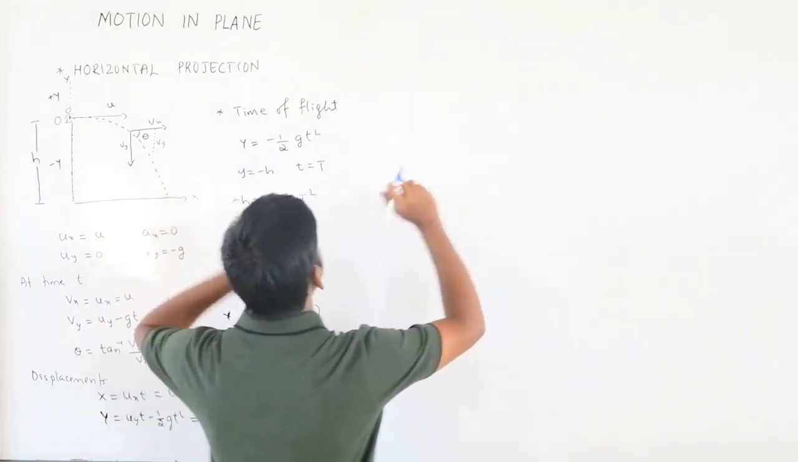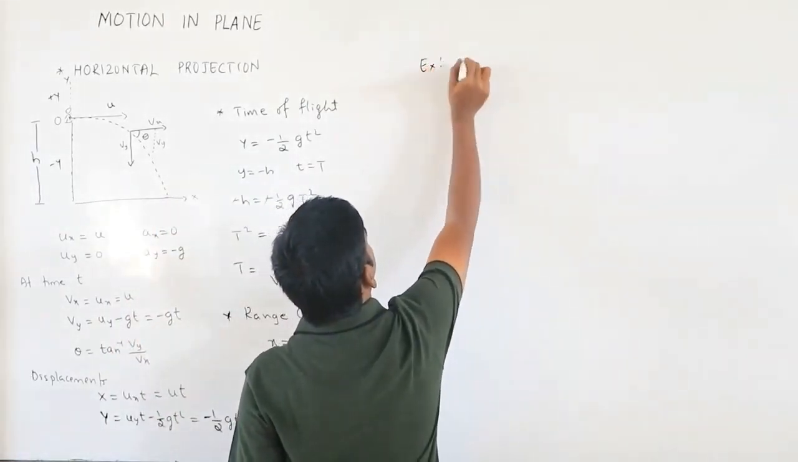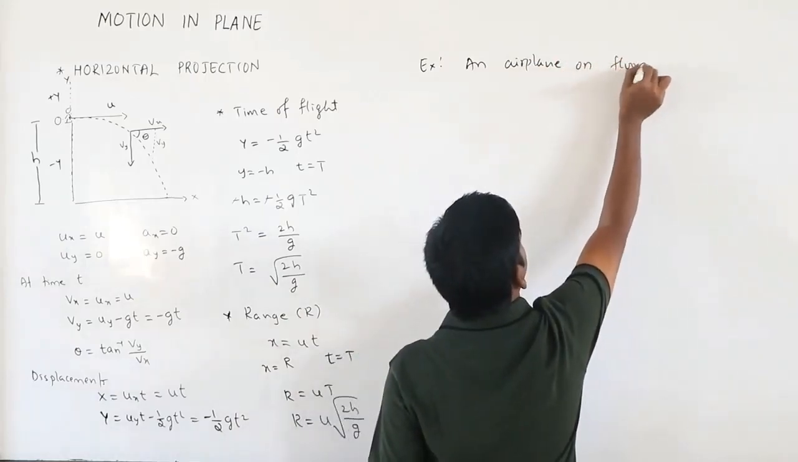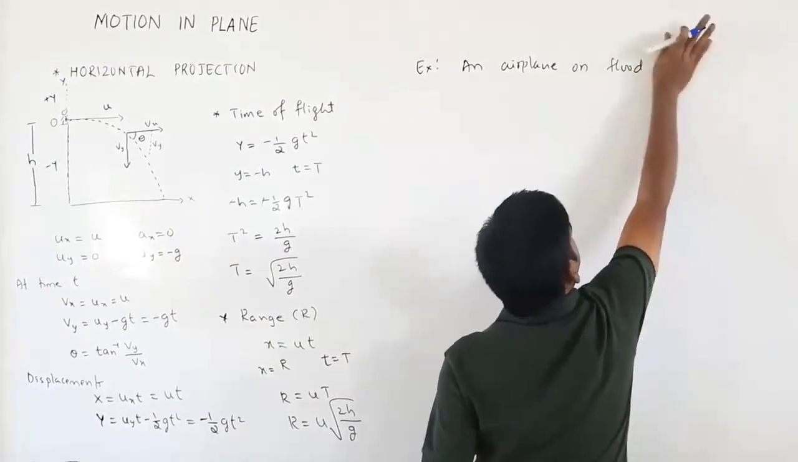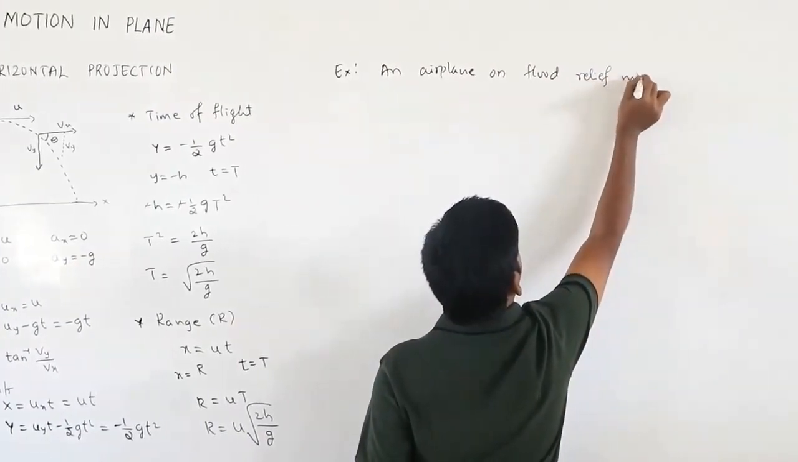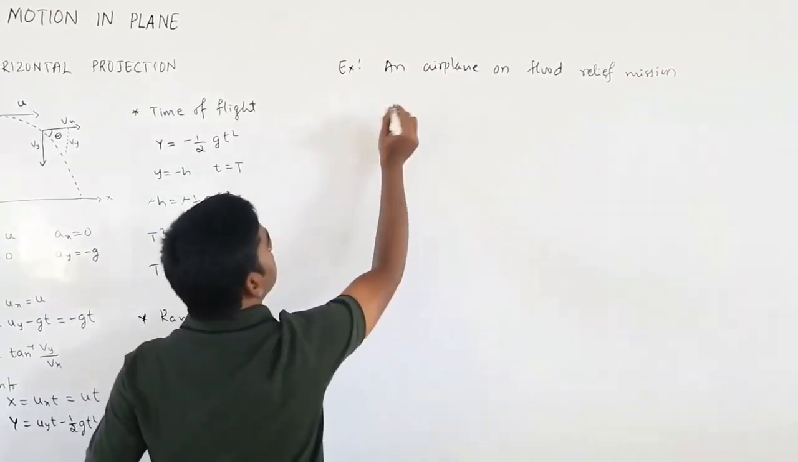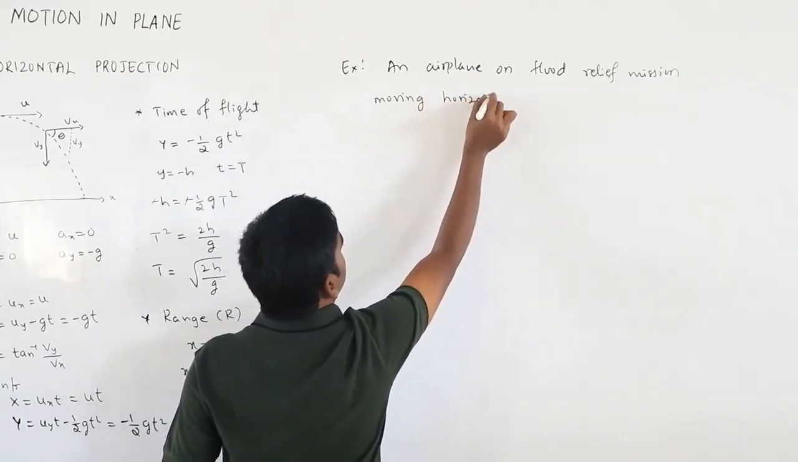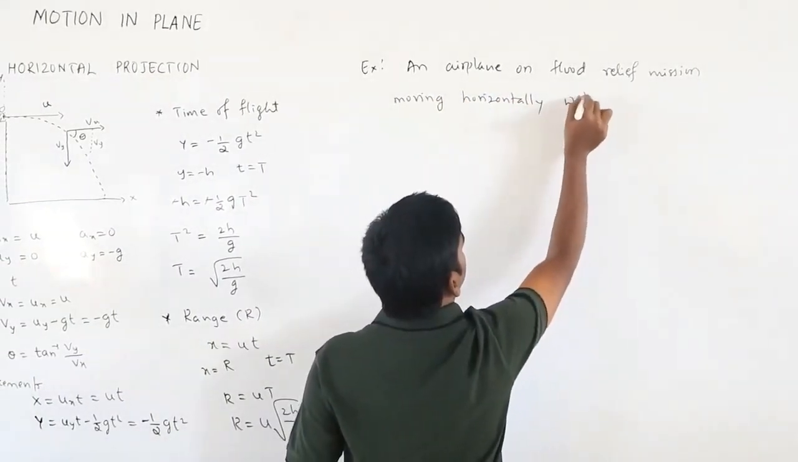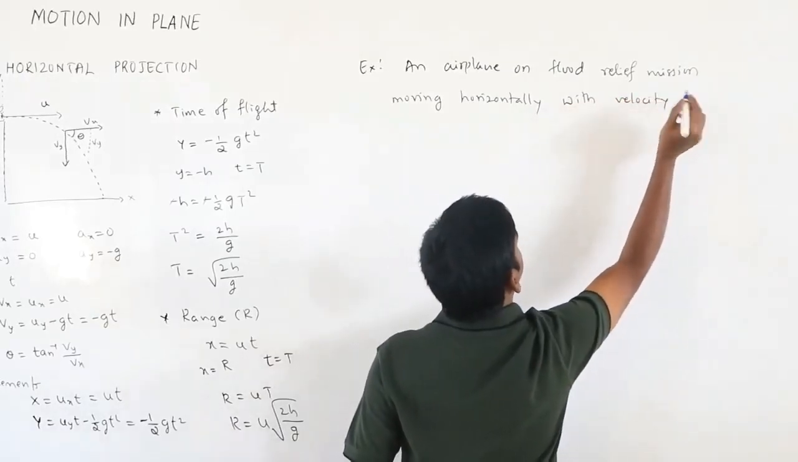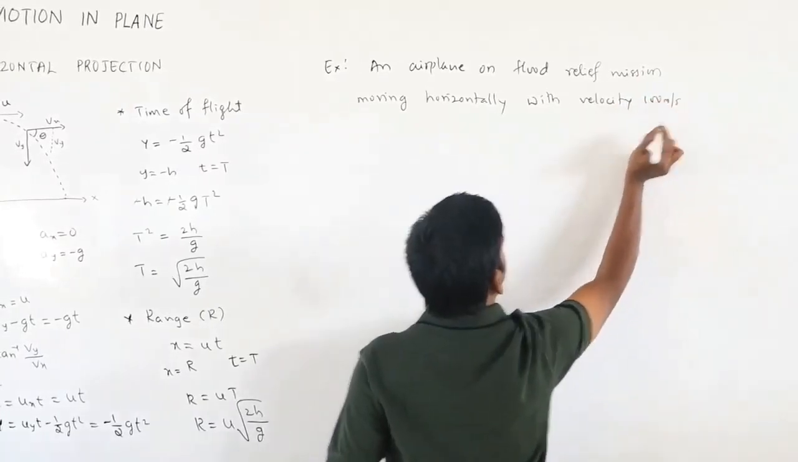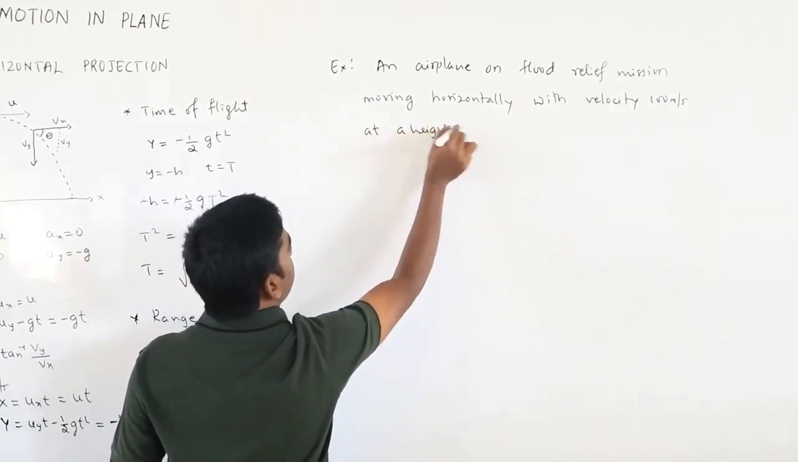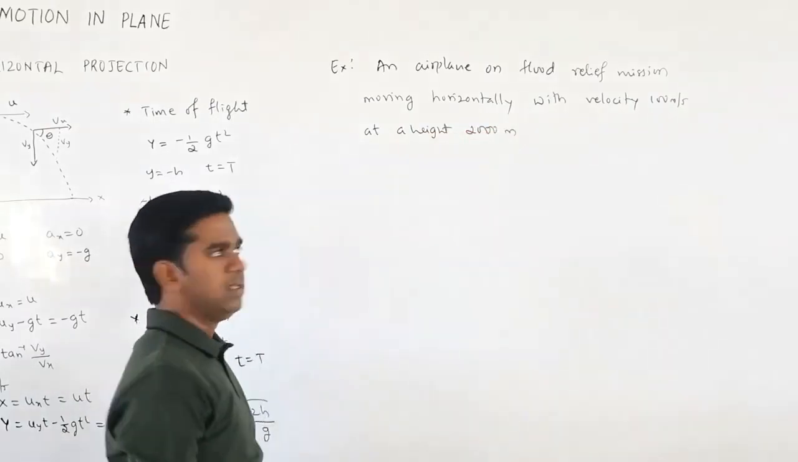Let me take an example based on horizontal projection. Say an aeroplane on a flood relief mission, moving horizontally with a velocity of say some 100 meter per second, throws food at a height of say some 2000 meter.